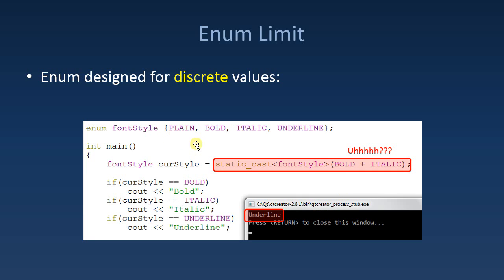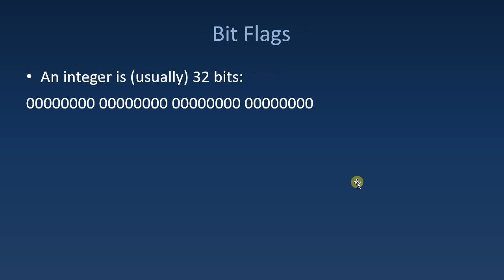In our enumeration, we've got 0, 1, 2, 3. Bold is 1, italics is 2, 1 plus 2 makes 3, underline. So BitFlags allow us to do things like this, to kind of have some enumerated types basically, but combine them in ways that make more sense.